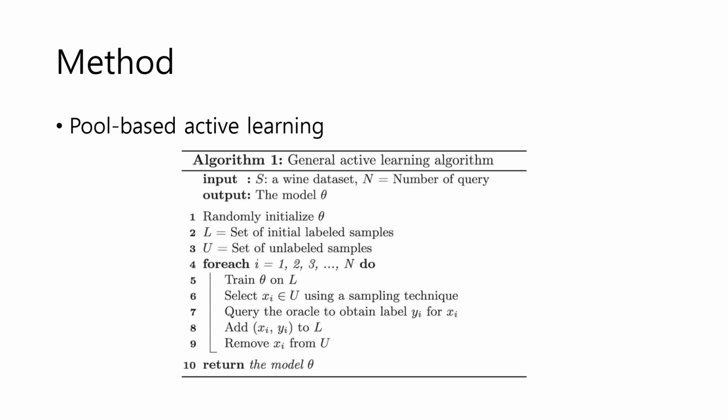And then we give labels for that training input xi and label it as yi. Since we labeled xi as yi, it can be added to the labeled samples, and we remove xi from U because it's not unlabeled anymore. Then we train the neural network based on these new sets of labeled samples. And that's how active learning goes on.